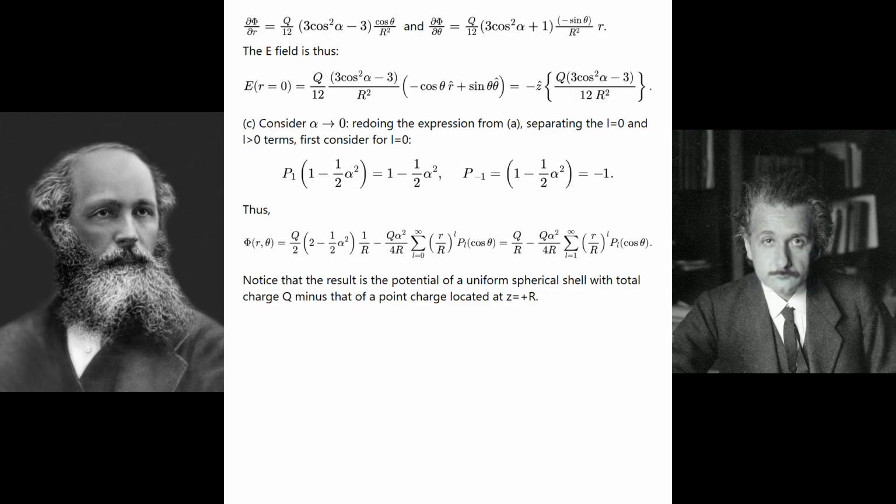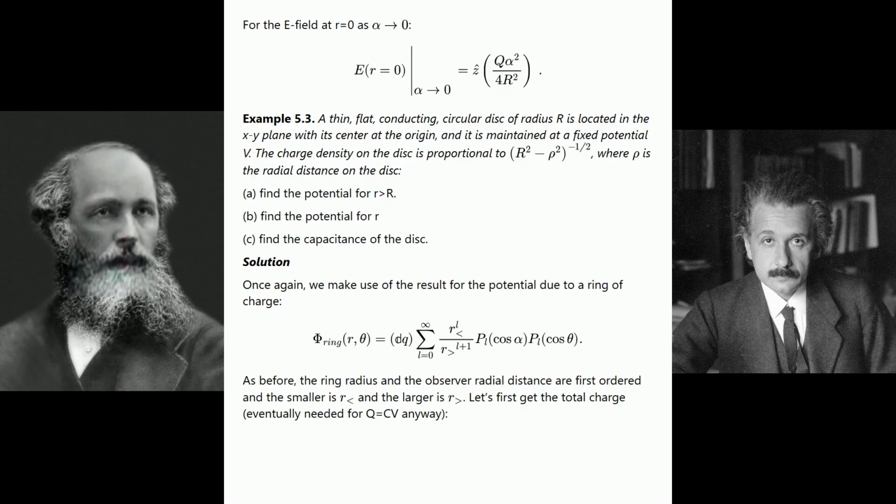C. Consider alpha goes to 0, redoing the expression from A, separating the L equals 0 and L greater than 0 terms. First consider for L equals 0, see the equation shown. Thus, see the equation. Notice that the result is the potential of a uniform spherical shell with total charge Q minus that of a point charge located at z equals plus R. For the E field at r equals 0 as alpha goes to 0, see the equation shown.